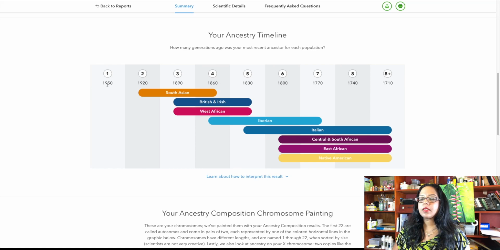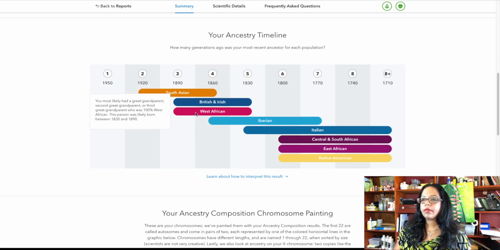So these numbers here, as you can see, they're dates. These represent generations. So if I hover over here, it says that the first one, South Asian, you most likely had a grandparent, great-grandparent, or second great-grandparent who was 100% South Asian. And then if I click over here on the British and Irish, it says you most likely had a great-grandparent, second great-grandparent, or third great-grandparent who was 100% British and Irish.